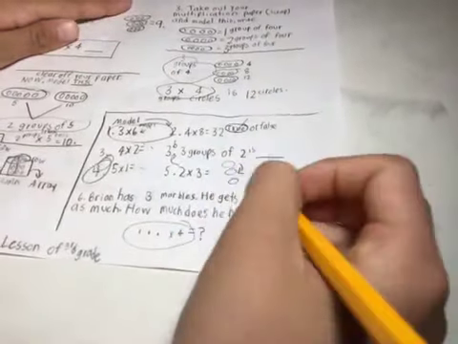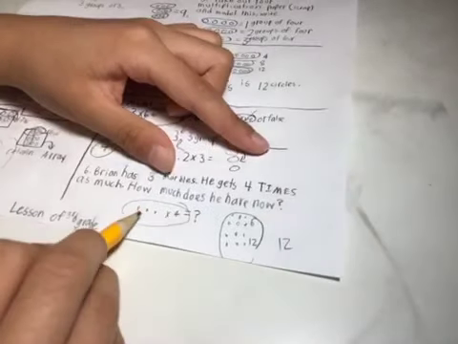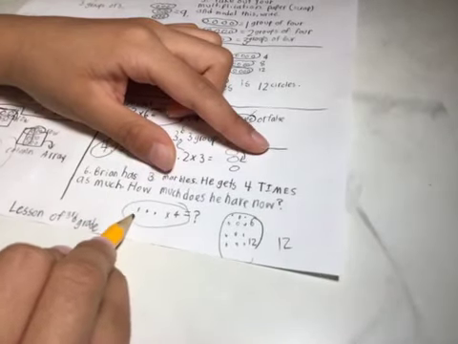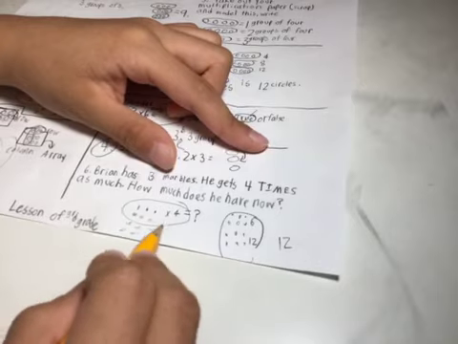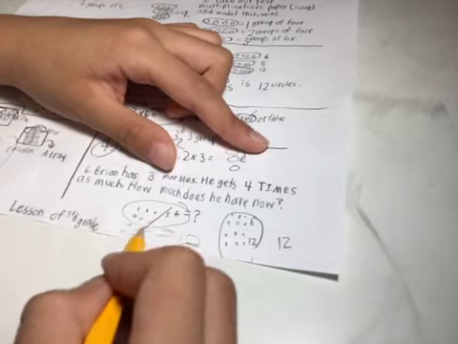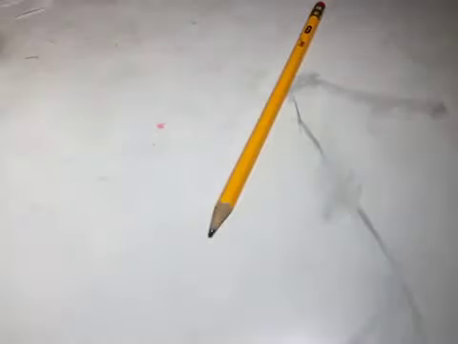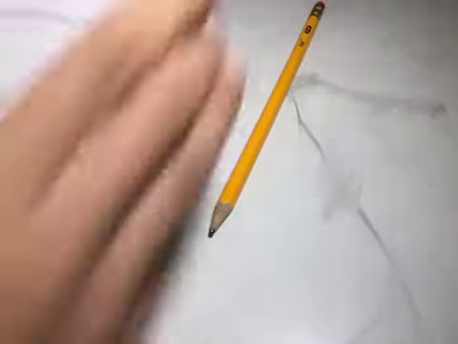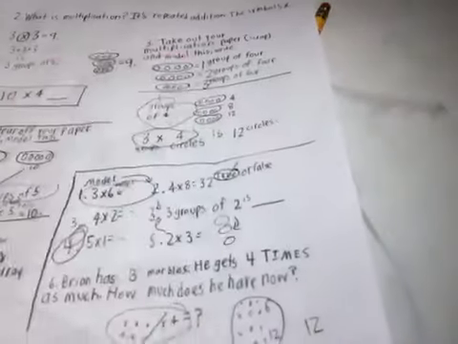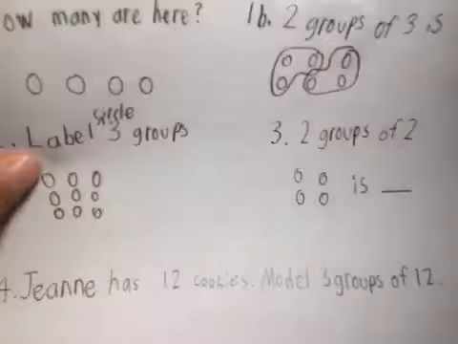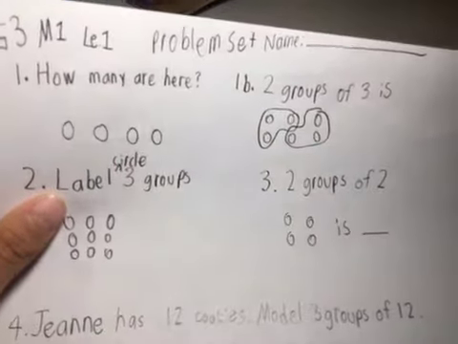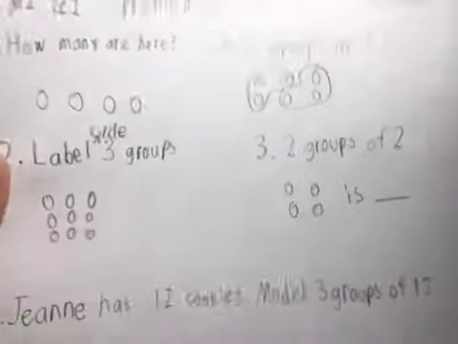3 times 4. Okay, so today we're going to draw 4 more of these 3s. 1, 2, 3, 1, 2, 3, and you get 12. Correct. You're going to do this problem set. Okay, first question. Take pictures of it and put it on Google Docs.